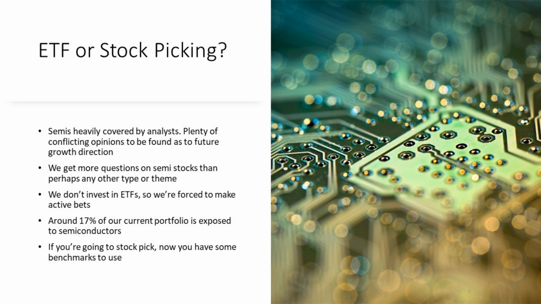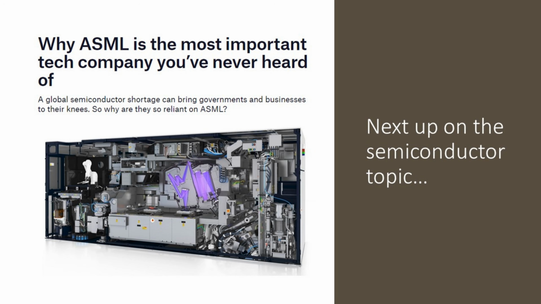So next up on our semiconductor topic, this was raised on our Discord server: why ASML is the most important tech company you've never heard of. This particular article says a global semiconductor shortage can bring governments and businesses to their knees. So why are they so reliant on ASML? And this really cool machine here, I think is a $150 million machine that helps produce chips.